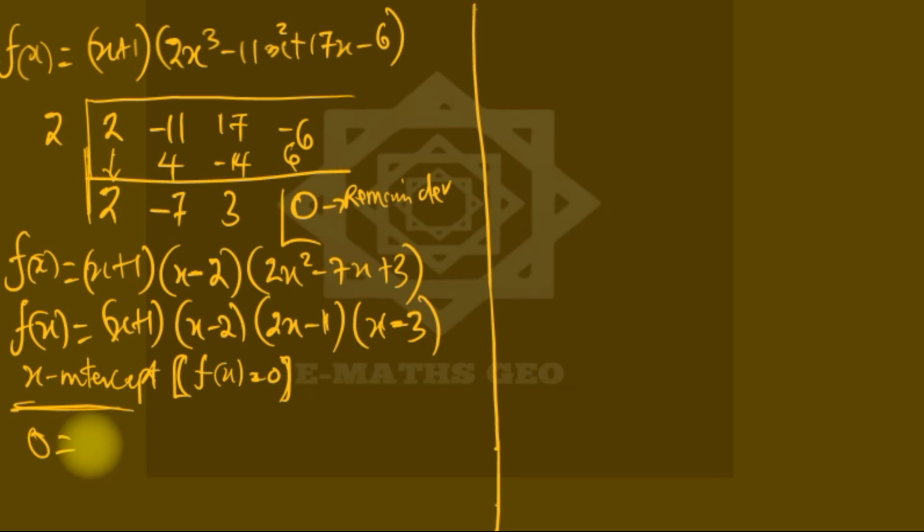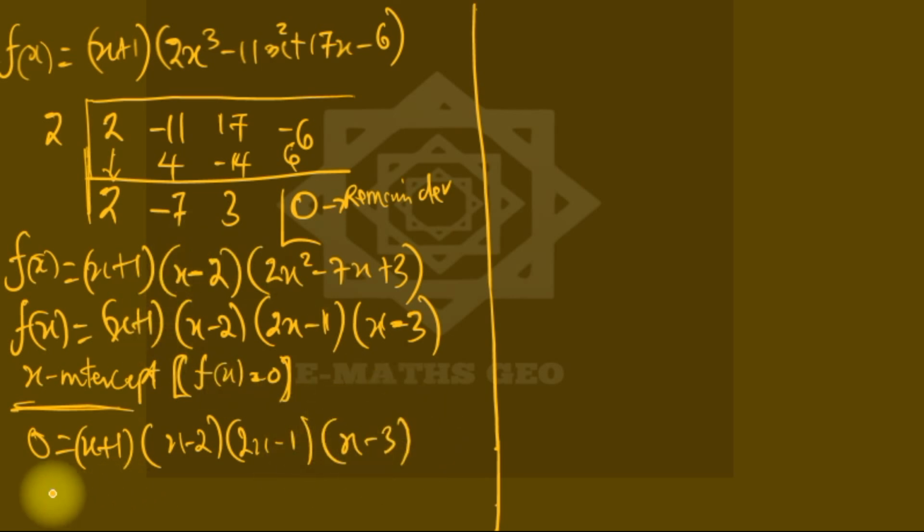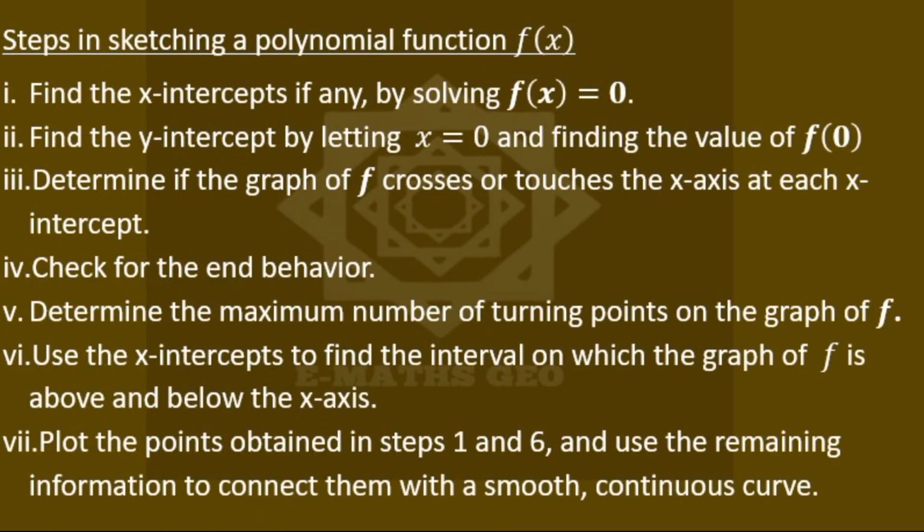So we see that 0 is equal to x plus 1, x minus 2, 2x minus 1, x minus 3, which implies that x must be minus 1, 2, half, and 3. So these are the roots, the x-intercepts. The next is to get the y-intercept. I've done it in my previous videos. To find the y-intercept means x is 0.